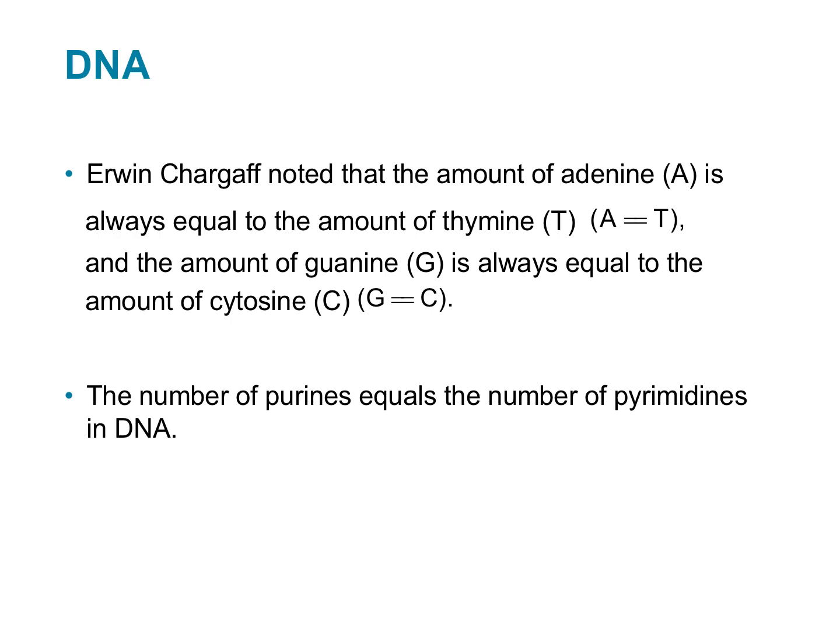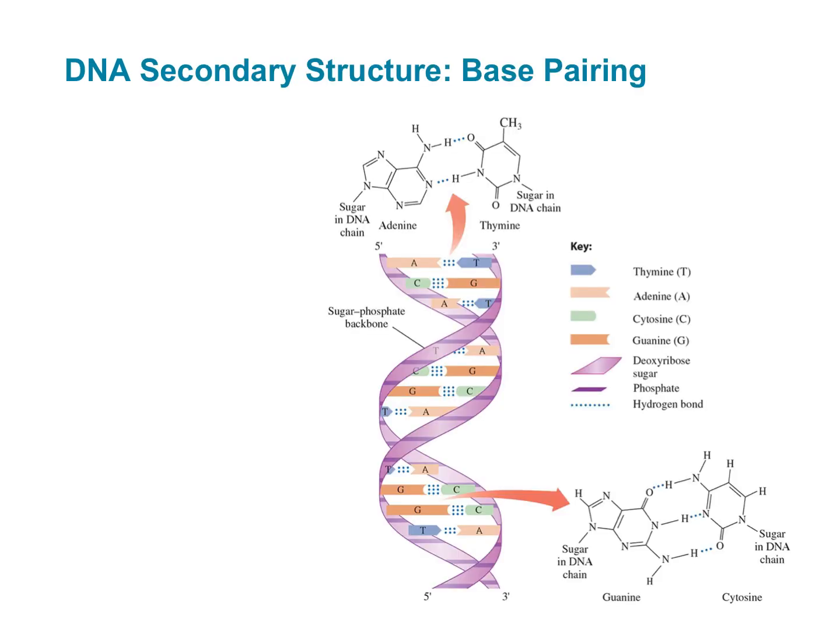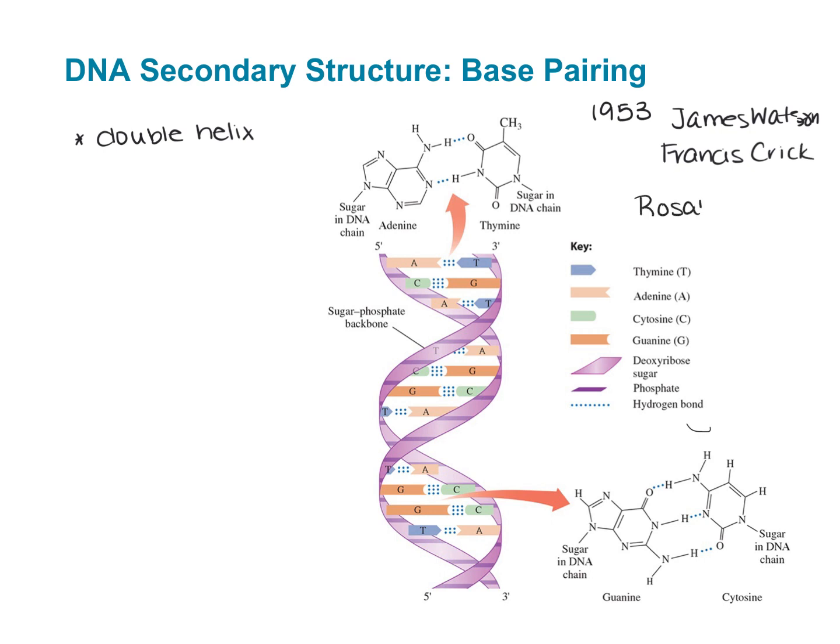Now, this is primary structure information, but DNA also has a secondary structure, which is a double helix. And so DNA's secondary structure is described as a double helix, right? And this was first proposed in 1953 by James Watson and Francis Crick, along with Rosalind Franklin.